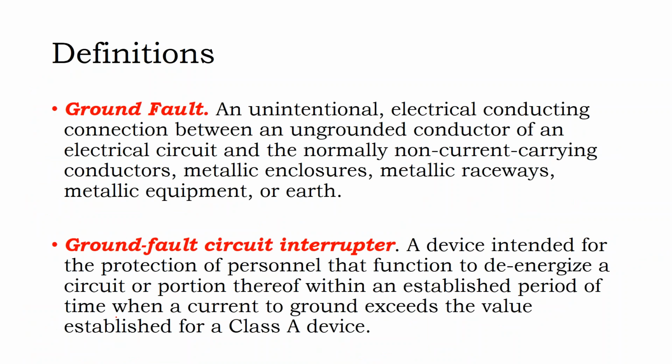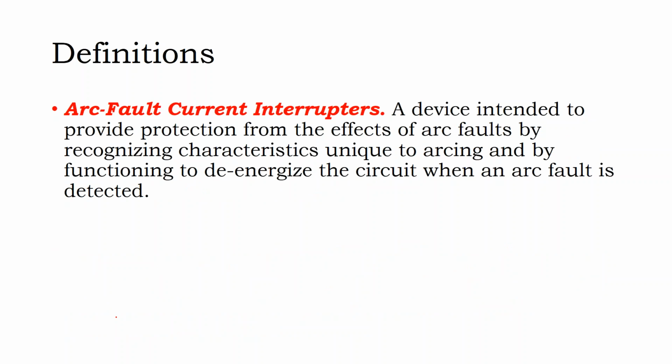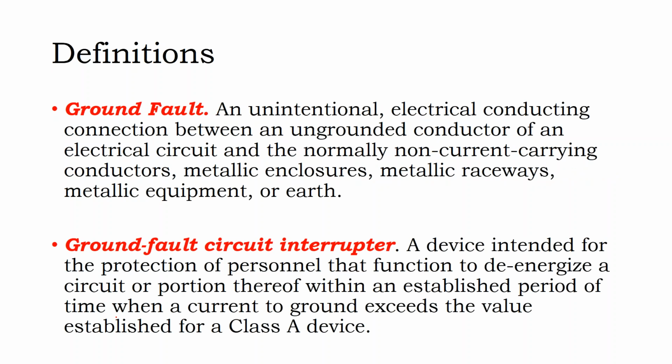Ground fault: an unintentional electrical connection between an ungrounded conductor and a normally non-current-carrying part. And then you have a ground fault circuit interrupter, a device intended to protect persons in the event of a ground fault. Let's just keep going. Well, now we have a different kind of fault, an arc fault: a device intended to provide protection from the effects of arc faults. And so we have an arc fault circuit interrupter versus a ground fault circuit interrupter.